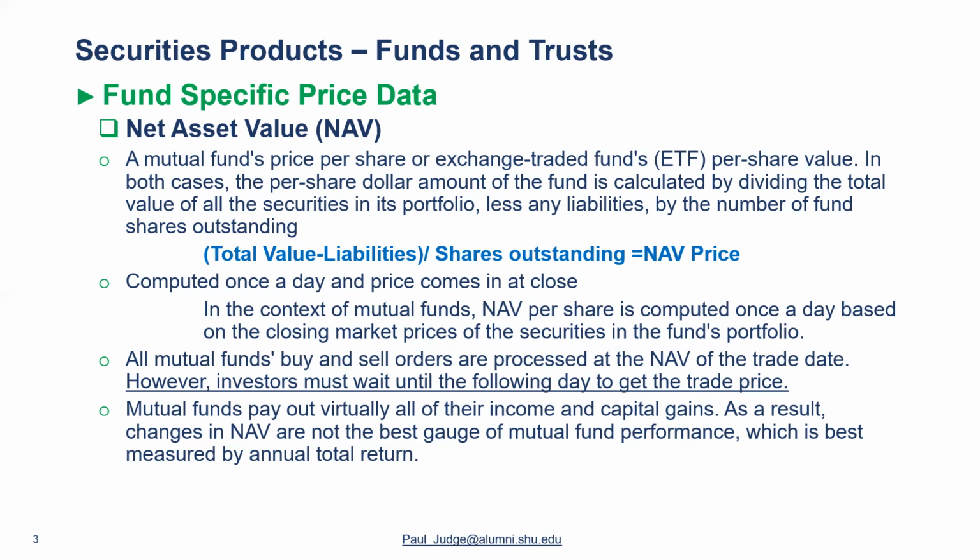So this is what I was saying earlier. If at 10 o'clock in the morning I put in an order to buy $10,000 worth of a mutual fund, that order isn't processed by the mutual fund company until the end of the day when they calculate their NAV. So I don't know what my price per share was until the next day when my order is processed. Same thing with sells. That's just how mutual funds work.